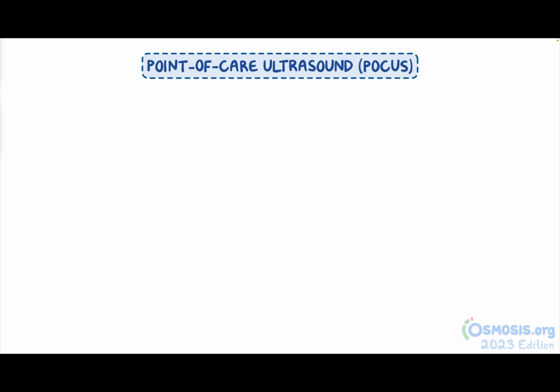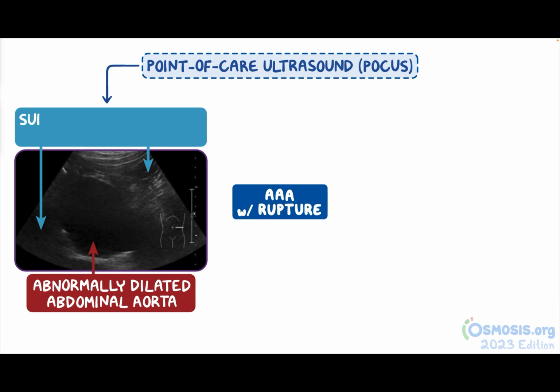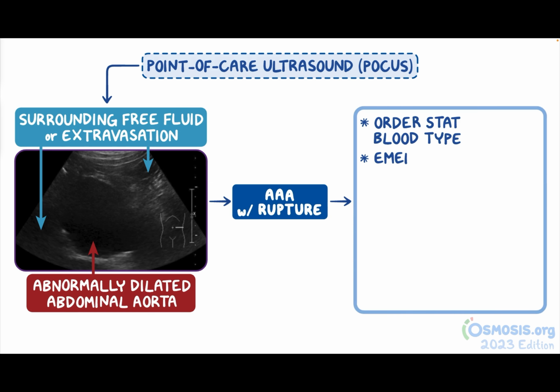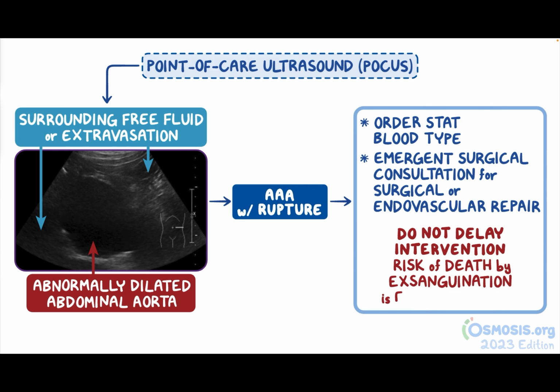There are a few things you might see here. First, there might be a AAA with rupture. Now, if the POCUS shows an abnormally dilated abdominal aorta with surrounding free fluid or extravasation of flow on Doppler, it's most likely an AAA with rupture. Make sure to order stat blood type and call for an emergent surgical consultation for surgical or endovascular repair. Do not delay intervention, as the risk of death by exsanguination is extremely high.